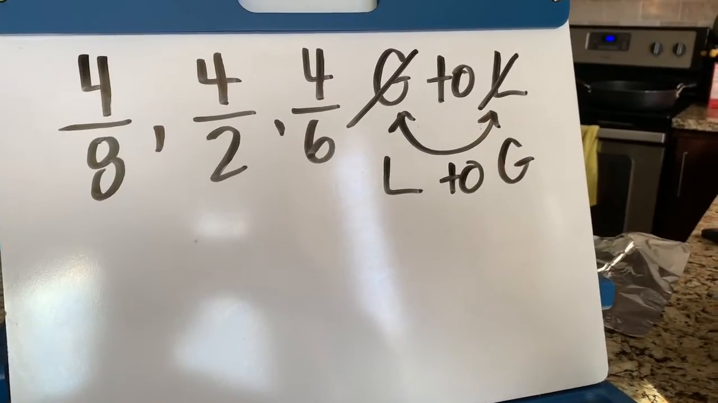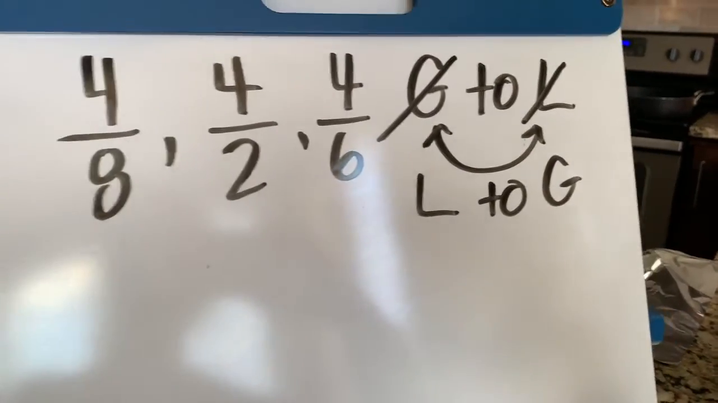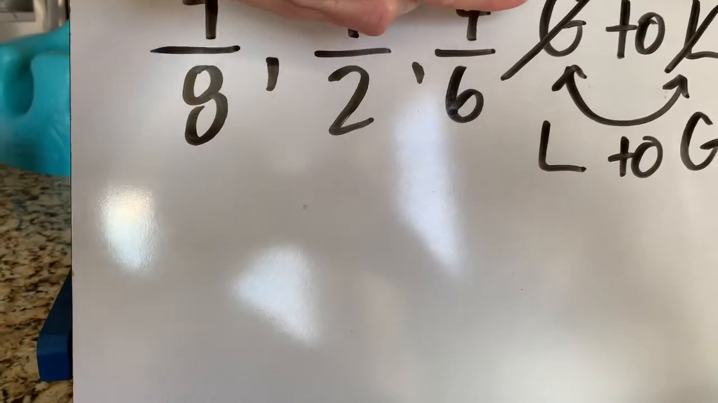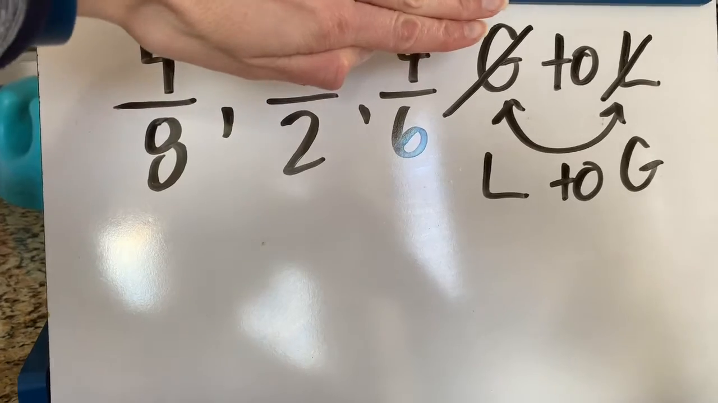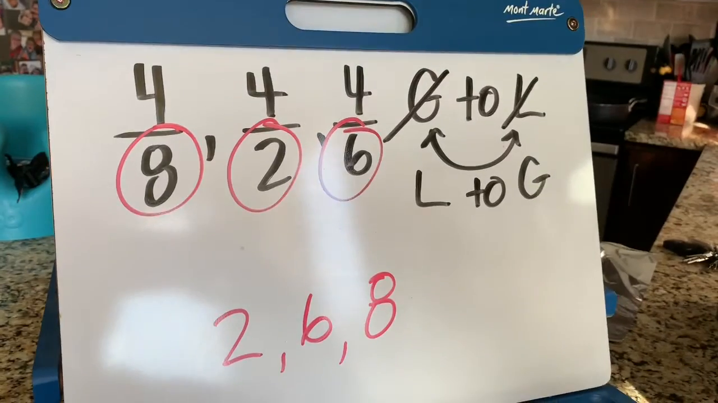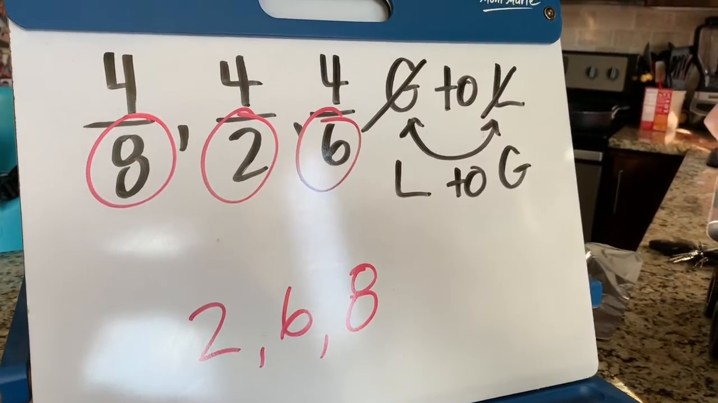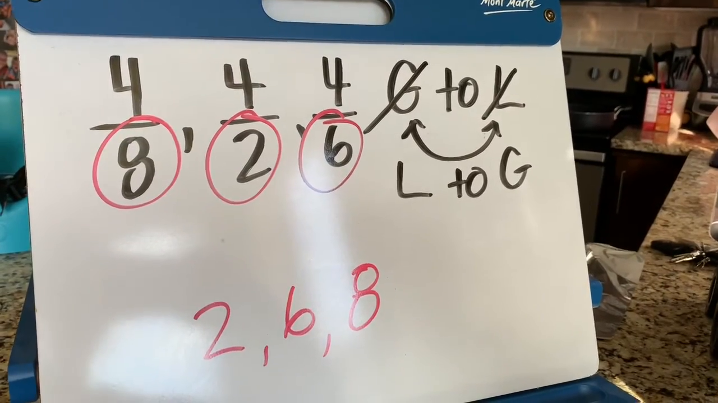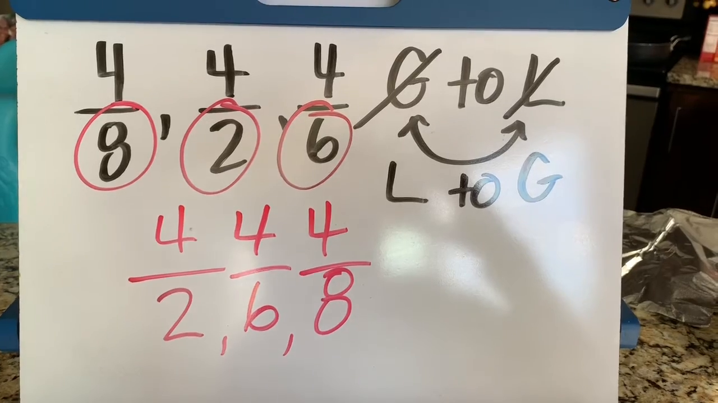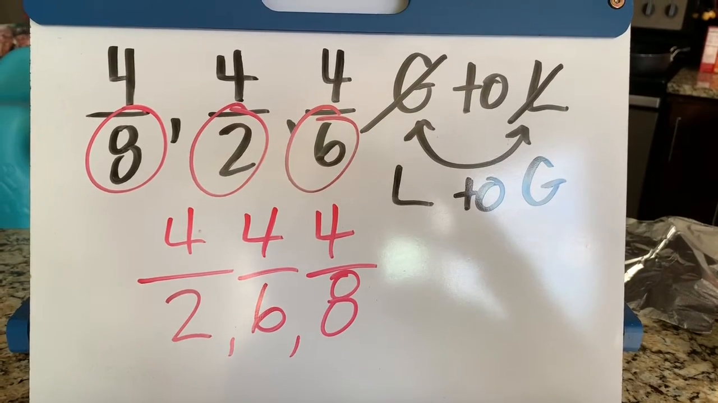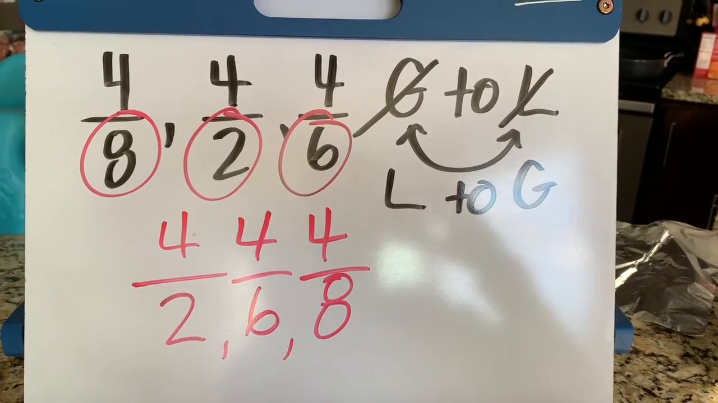Now I have to ask myself, looking at the denominators, which denominator is the least? The 2. Then comes the 6, then comes the 8. Am I done? No, I have to put back the numerators. Why does it work to switch the directions? Well, remember, the bigger the number, the smaller the piece.